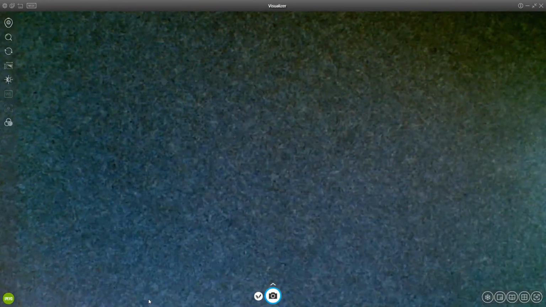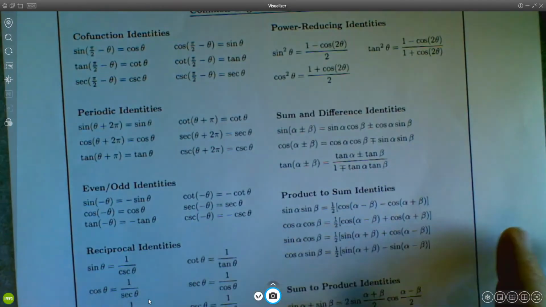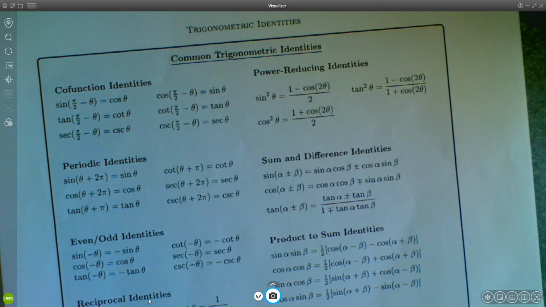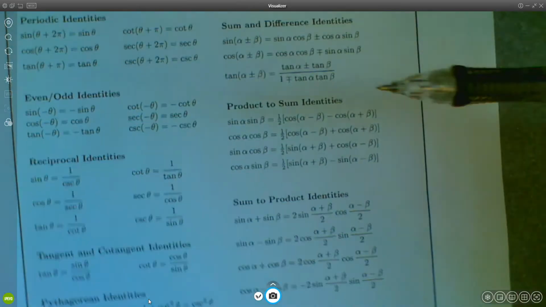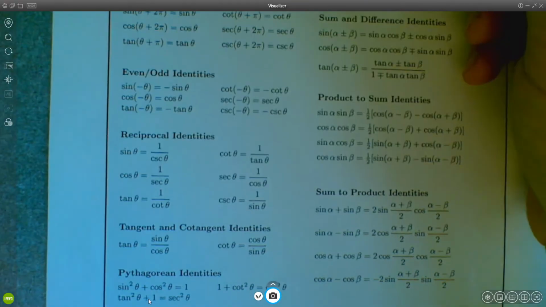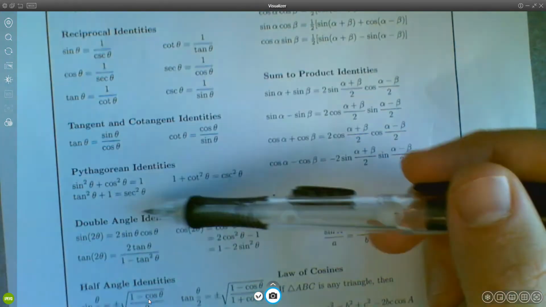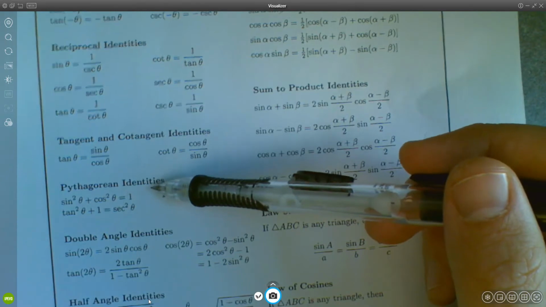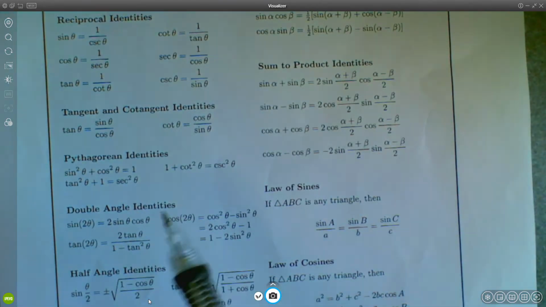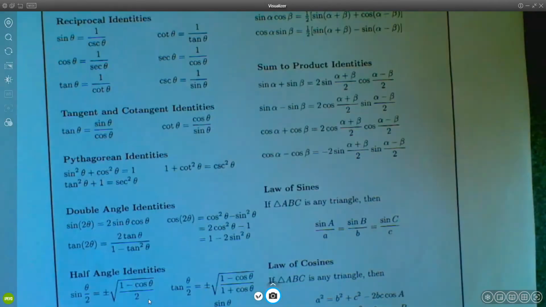So let's move on to 5.5. We're going to talk about double angle identities in 5.5, and we'll also talk about sum to product and product to sum identities here. Just to bring us back up to speed, what we've talked about so far are all of these fundamental identities, from the co-function identities all the way down to the Pythagorean identities. We're going to talk about the double angle identities today.